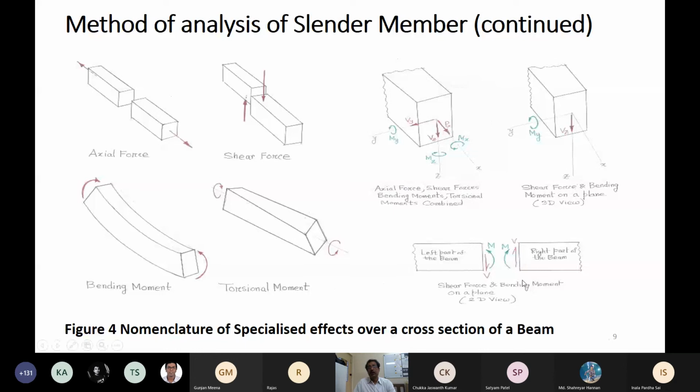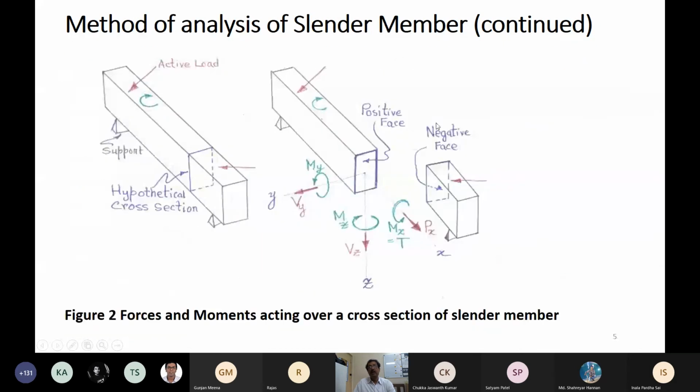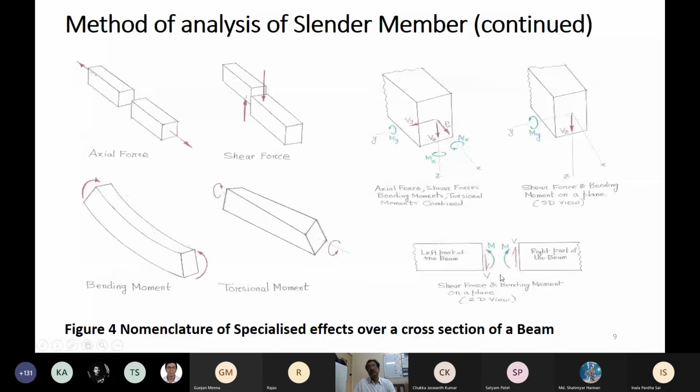Effect. So you understand, this is the left part of the beam, this is the right part of the beam, and this is what we call, with respect to a right-handed system and with an agreement that we are discussing about the positive phase with positive axis X here, Y here, and Z here. With that, we have a positive sense of M and V, the bending moment and the shear forces.